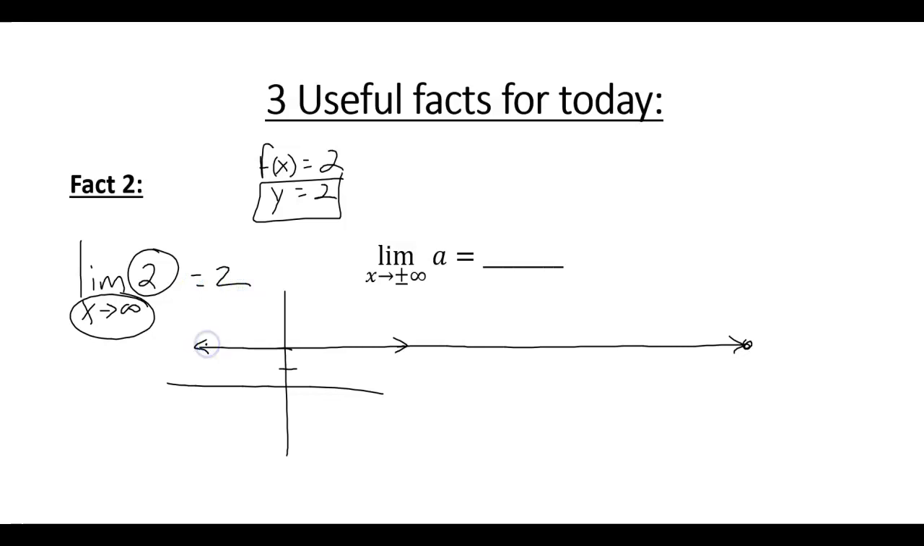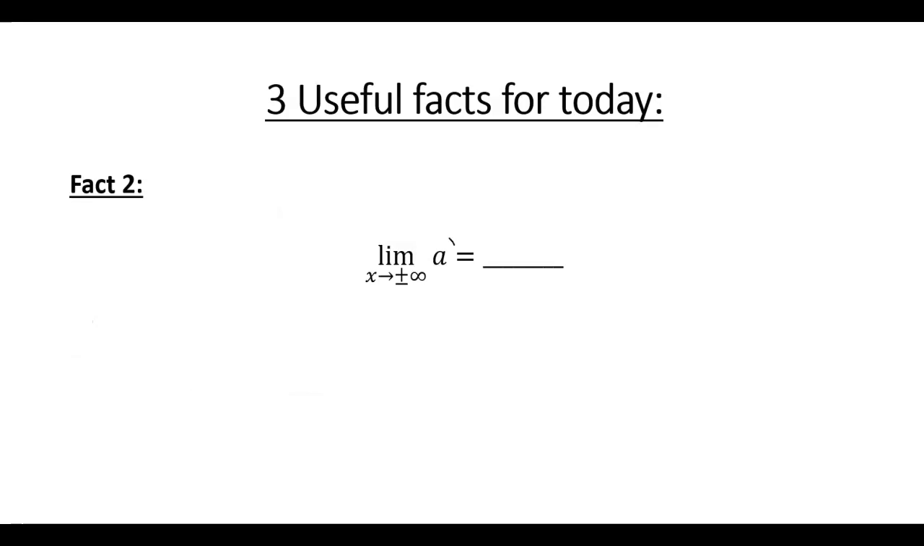And the same thing applies if you go to the left. The y value is always 2. So when you have a constant here, the limit at infinity or negative infinity, in other words, the end behavior, the y value is just going to be whatever that number is. Okay? And so in this case, if you have just a number here without any x's, then as x goes to the right or left forever, the answer is always just going to be whatever that number is. Okay, so that's our useful fact number 2 that we're going to look at for today.